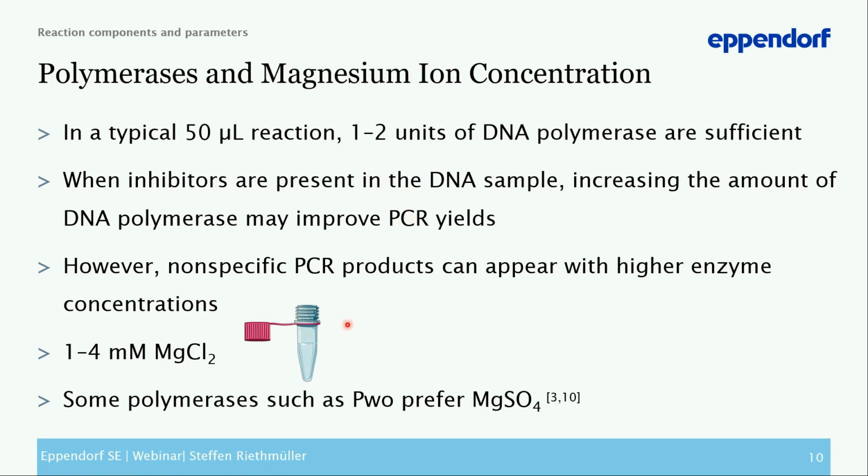polymerase per sample. The magnesium ion concentration is also important because magnesium is an important cofactor for the polymerase. In most master mixes, we find magnesium ions as magnesium chloride, and the magnesium ions are in a concentration of 1 to 4 micromolar. And some polymerases prefer magnesium sulfate instead of magnesium chloride.